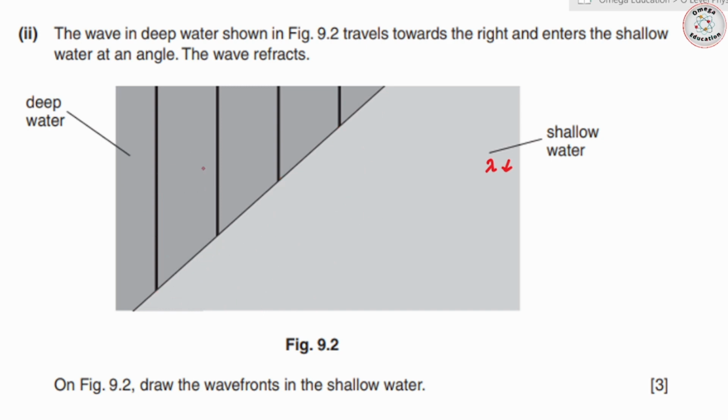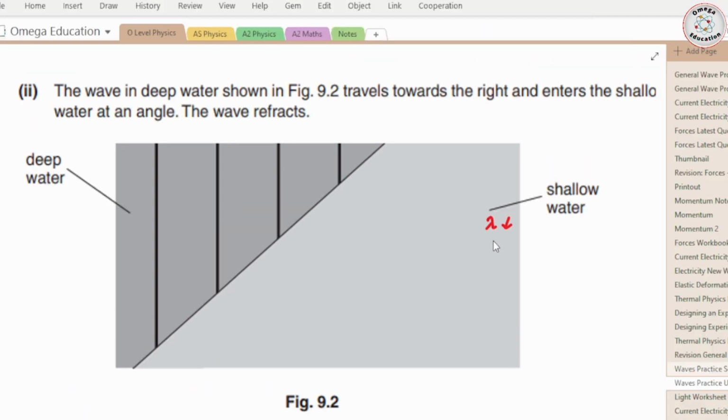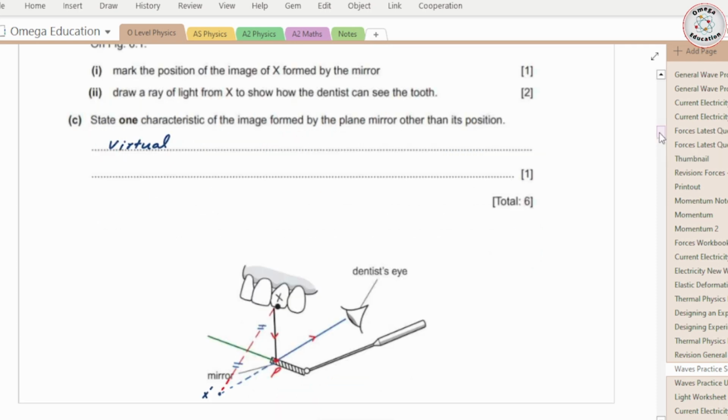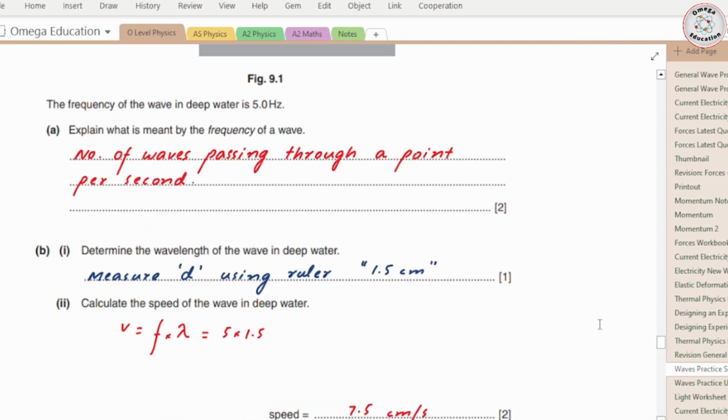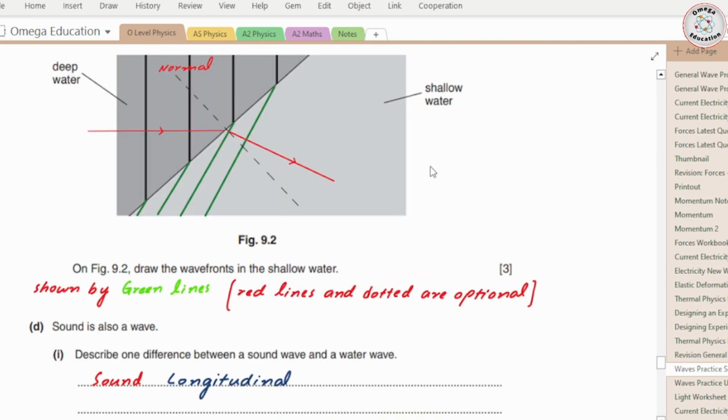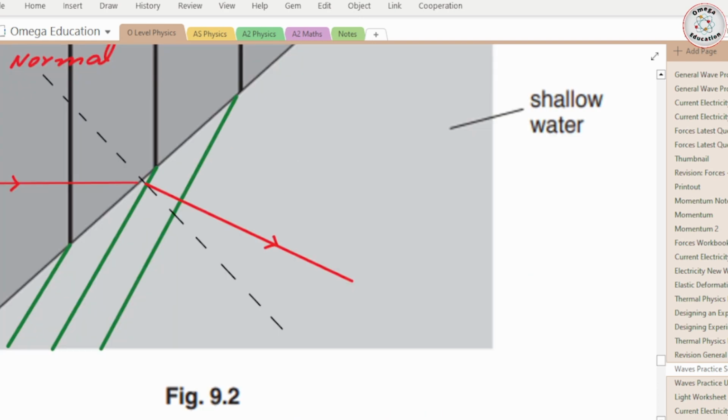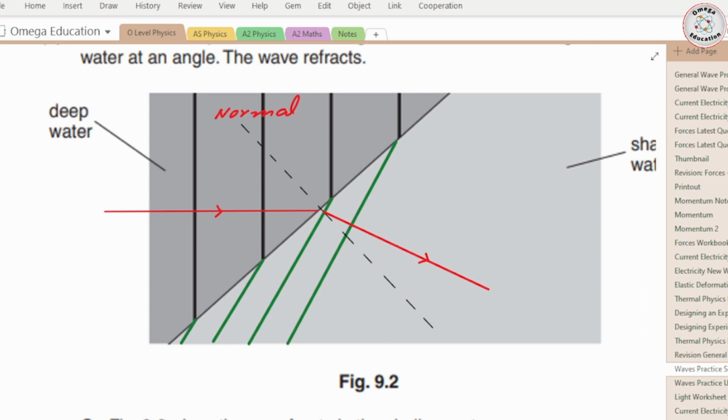So what would it look like? The final form should look something like this. Here I have it over here. So this is what it should look like. The red lines and the dotted line, this is the optional stuff. If you want to draw, you can. This one represents that the wavefronts or the water waves are bending towards the normal. If you want to represent this thing, you can. Otherwise, the green lines are the compulsory lines which show the refraction of waves as they enter the shallow water. So these green lines you have to draw at least.